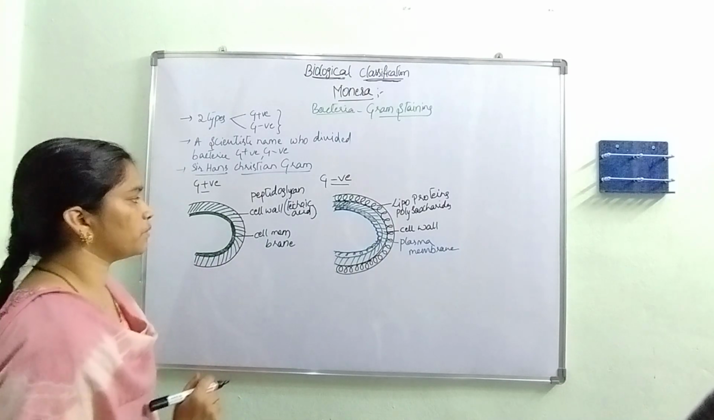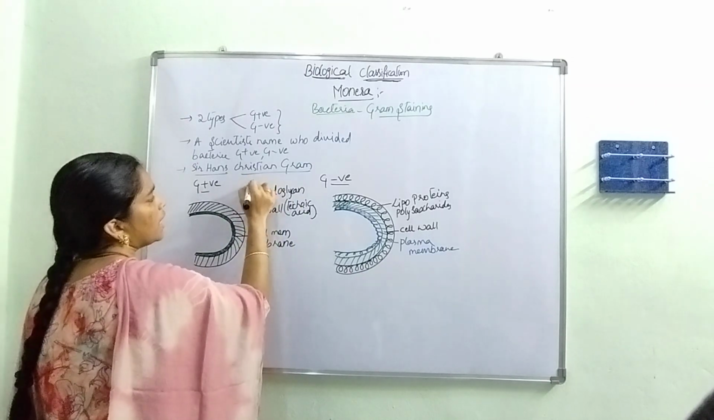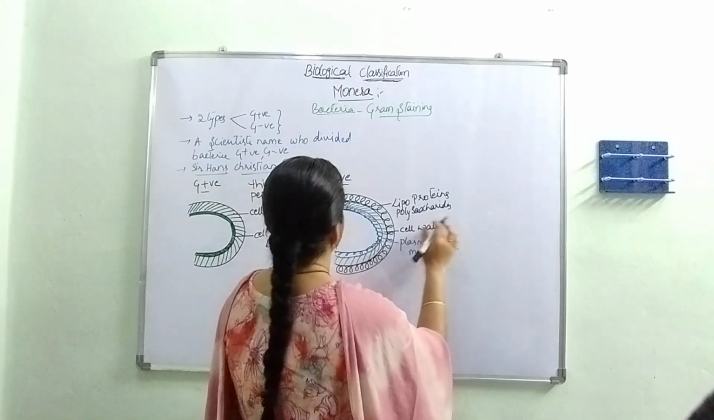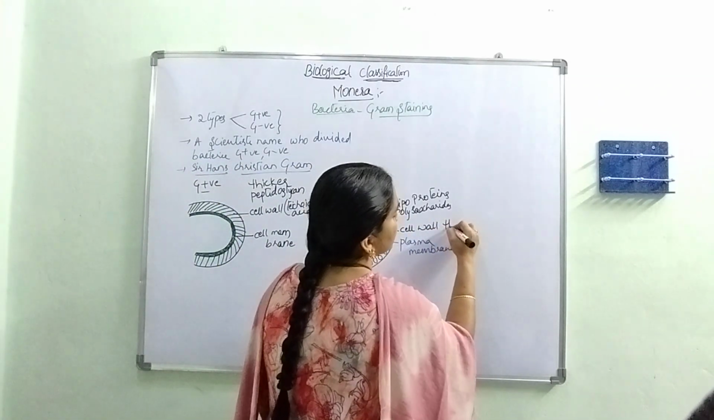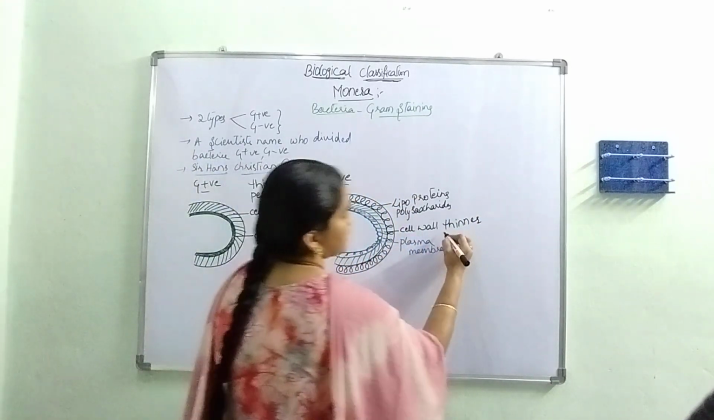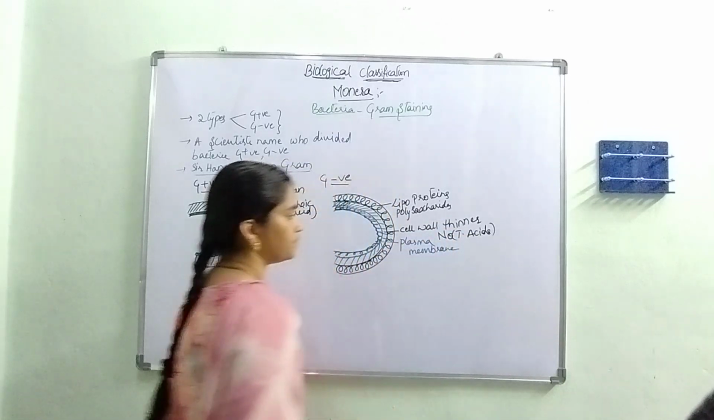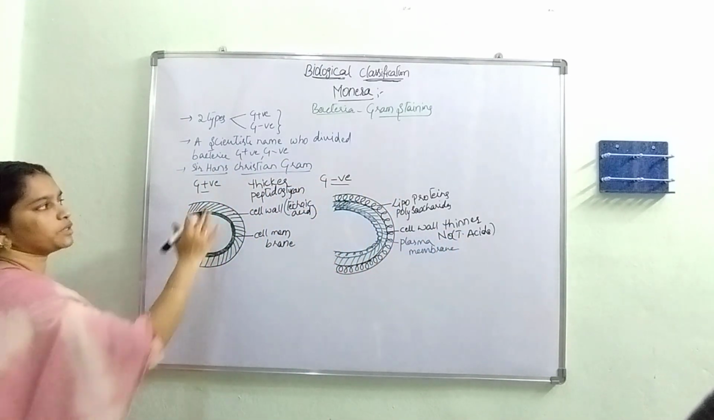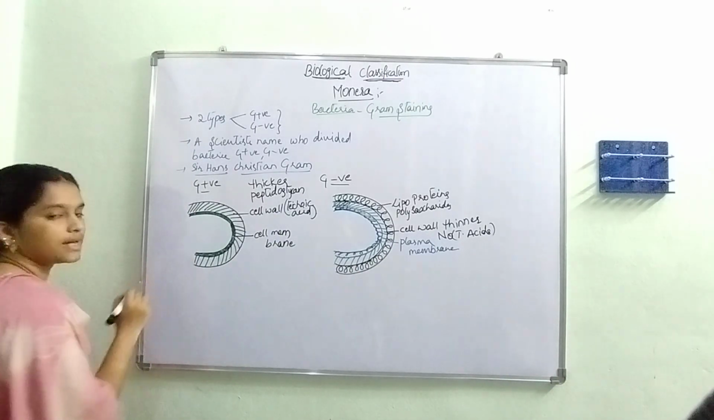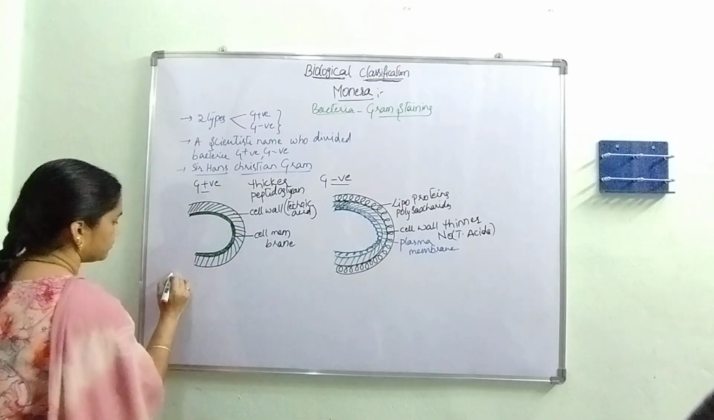The difference between these two is that in gram positive bacteria the peptidoglycan layer is thicker, and in gram negative bacteria the peptidoglycan layer is thinner and there are no teichoic acids in the cell wall. This makes the difference between gram positive and gram negative. So now have a look at the gram staining procedure.